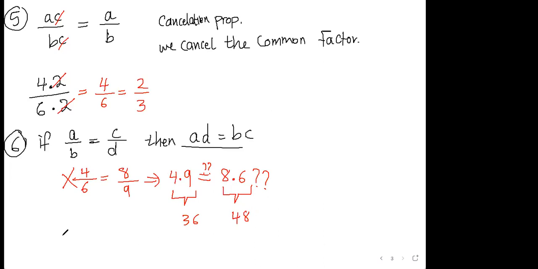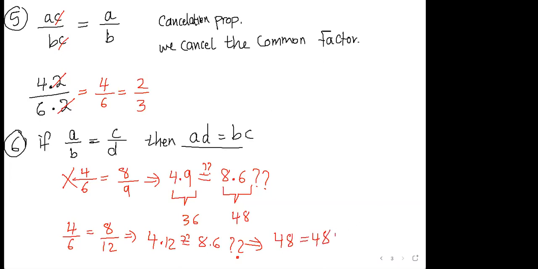So give me another one. What about 4 over 6 equal 8 over 12? Let me check. 4 times 12 is equal to 8 times 6. Yes. 4 times 12 is 48. And this is 48. This is true.